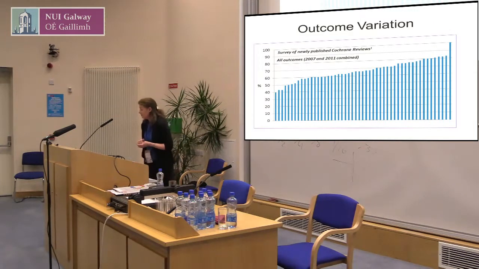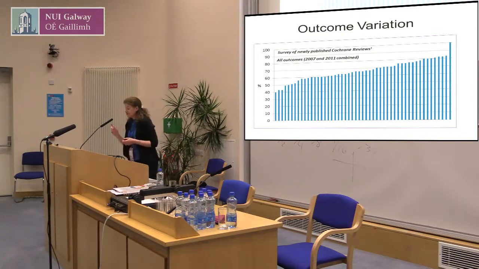Some examples of the problems with outcome variation. This is a survey that I was involved in of newly published Cochrane reviews from 2007 and 2011. I was looking at the outcomes from these newly published reviews, the pre-specified outcomes and then the reported outcomes. And this graph here shows proportions by Cochrane review group of outcomes that were pre-specified and actually reported in each of the reviews within each Cochrane review group.